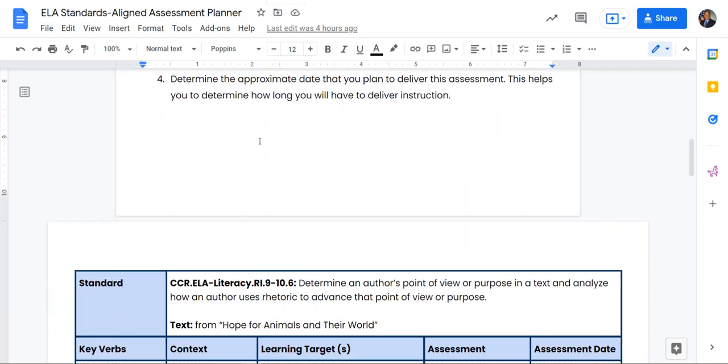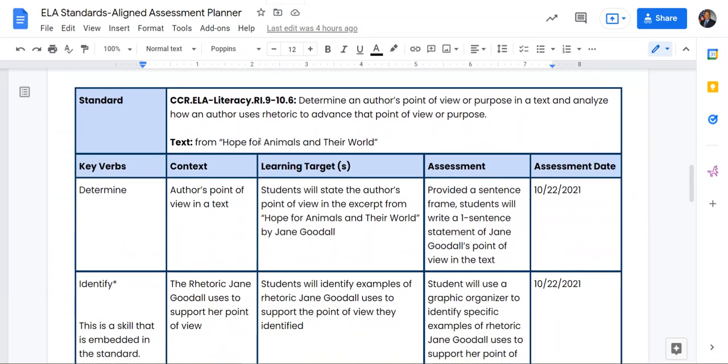Now, I'm going to be focusing on an ELA standard. Susan Morris is going to be focusing on a social studies example. You probably want to view both of those just to see how they look the same and how they look different.